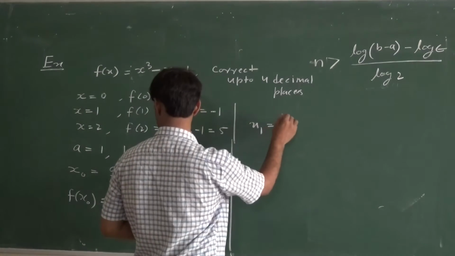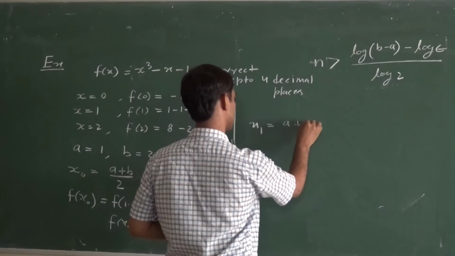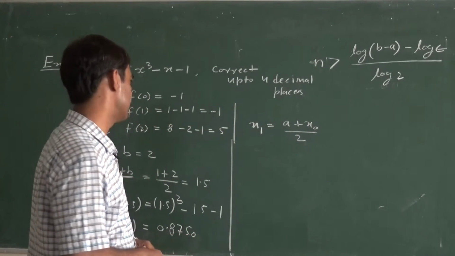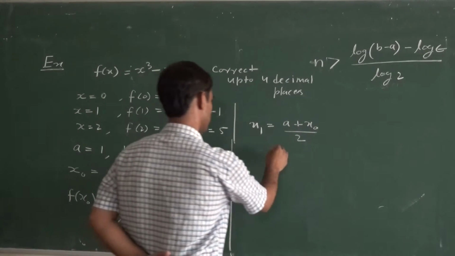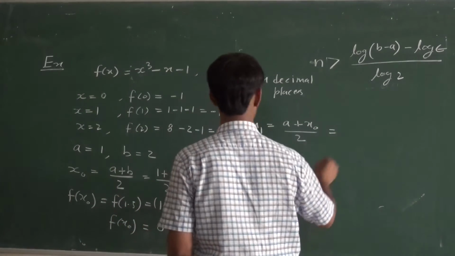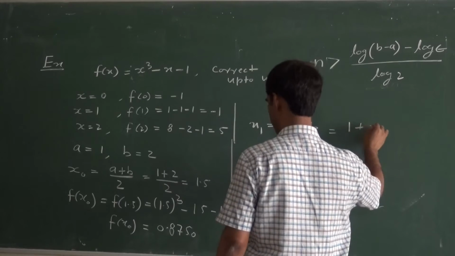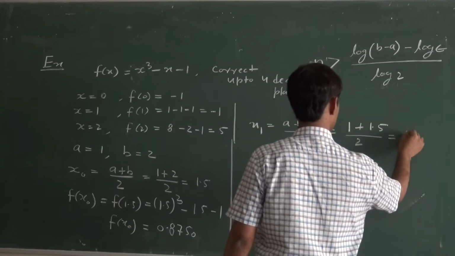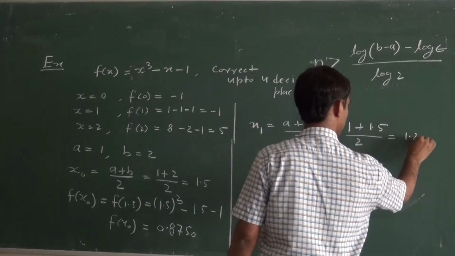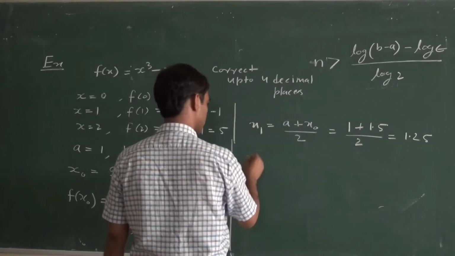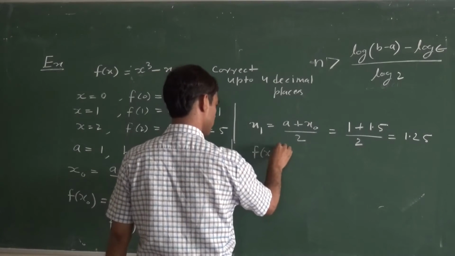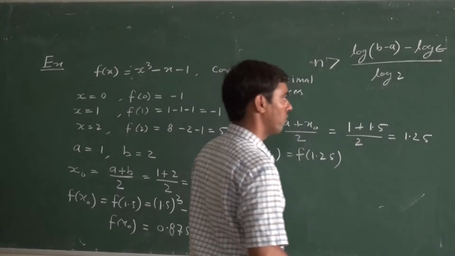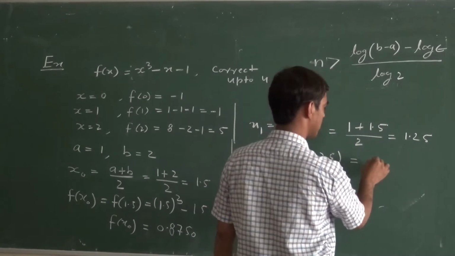So what is the value of x1? x1 becomes a plus x0 divided by 2. So what is the value? The value for a is 1 and the value for x0 is 1.5, divided by 2. This one equals 2.5 divided by 2, means 1.25. Now what is the value of the function at x1, means f of 1.25?